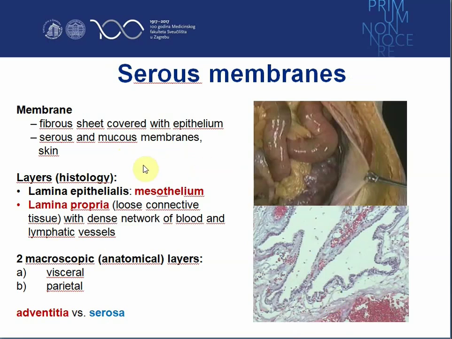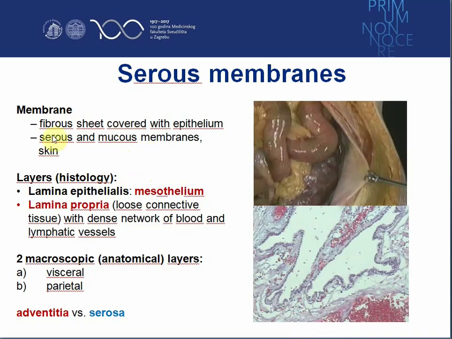Observed microscopically, membranes are generally sheets of connective tissue covered with epithelium, unlike, for example, the fascia, which has no epithelial cover. Depending on the type of the epithelium covering the membrane, they are divided into the serous and mucous membranes.